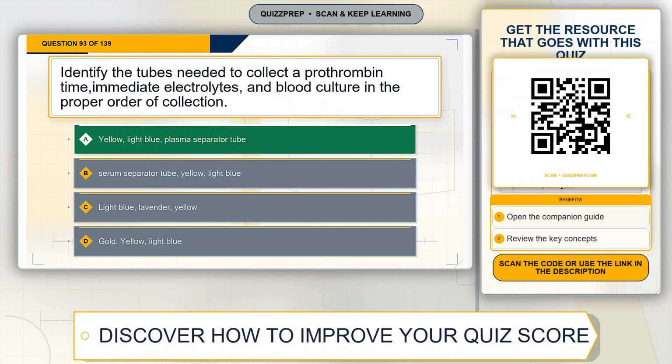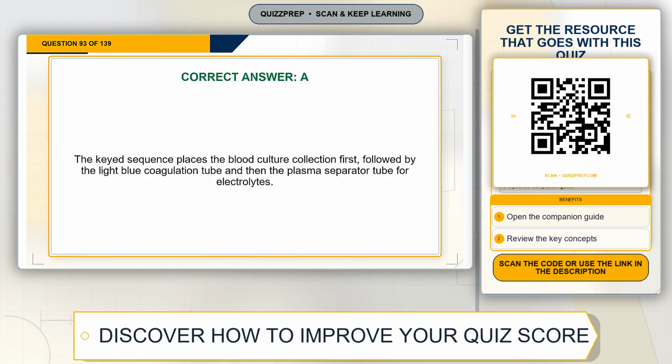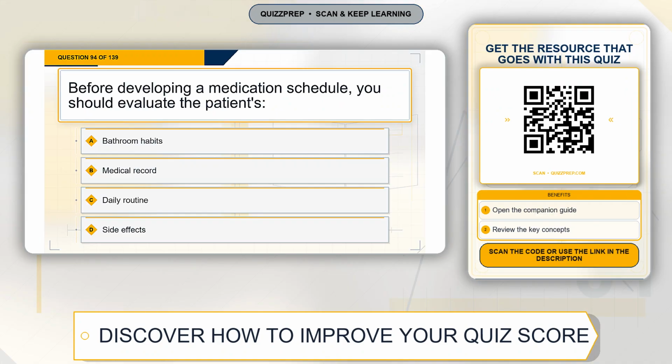The correct answer is option A, yellow, light blue, plasma separator tube. Explanation. The keyed sequence places the blood culture collection first, followed by the light blue coagulation tube and then the plasma separator tube for electrolytes. Question 94.